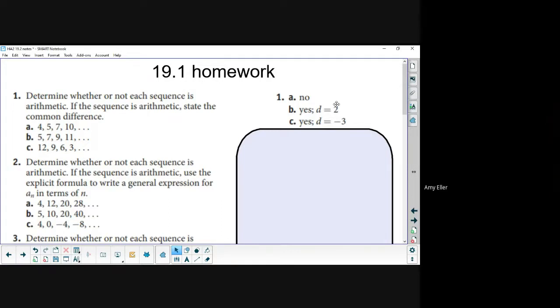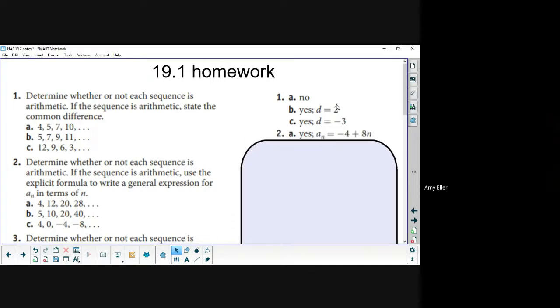Number 2, determine if it's an arithmetic sequence. Remember that means it's linear, it goes up by the same constant amount or down by the same constant amount. Use the explicit formula. That's the one we like. Now, these are simplified. So take a look at yours for number 2. If you haven't simplified your equation, do that now.